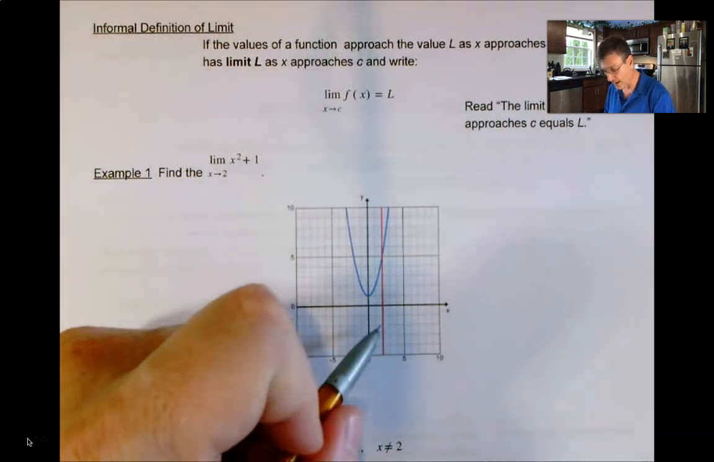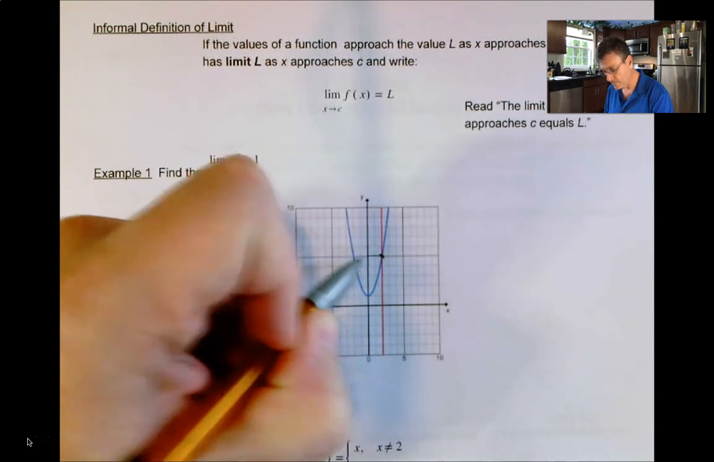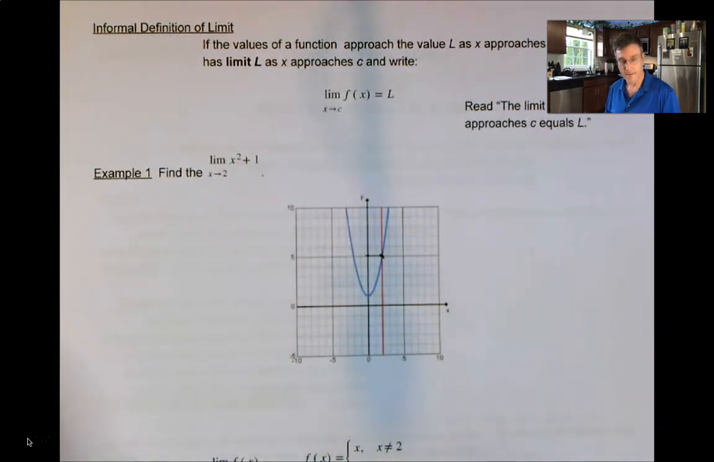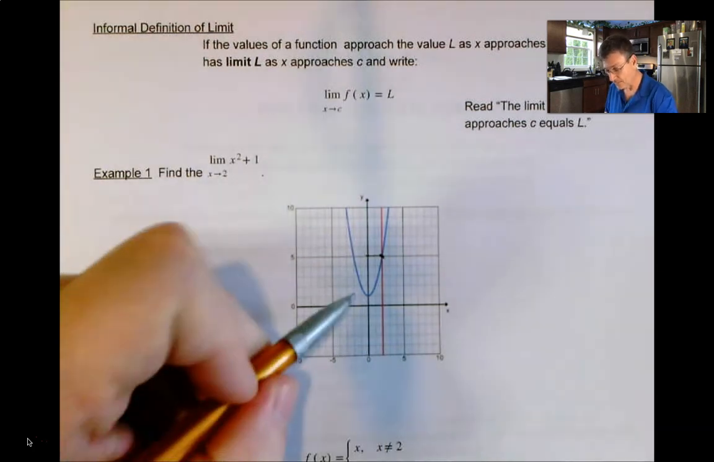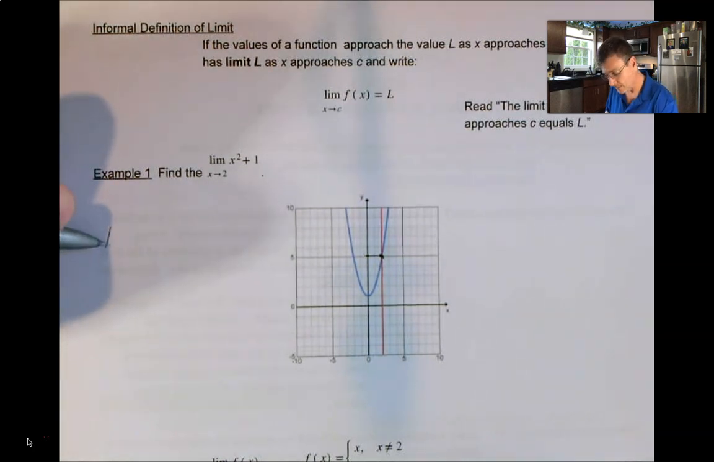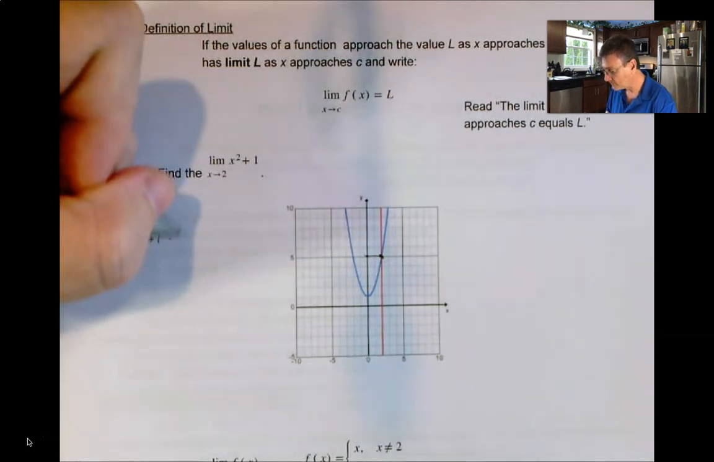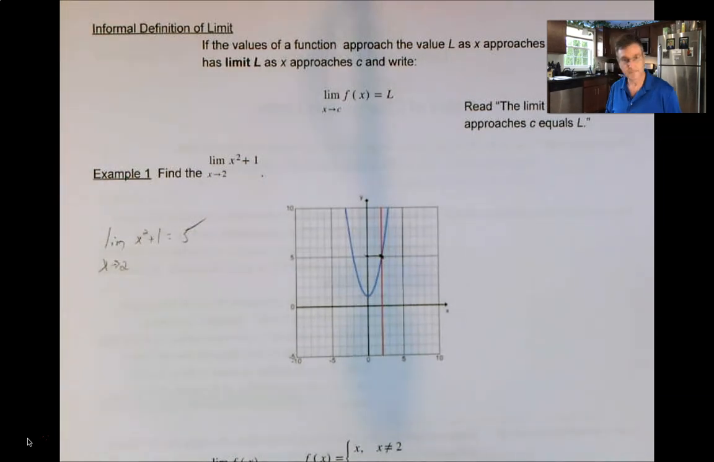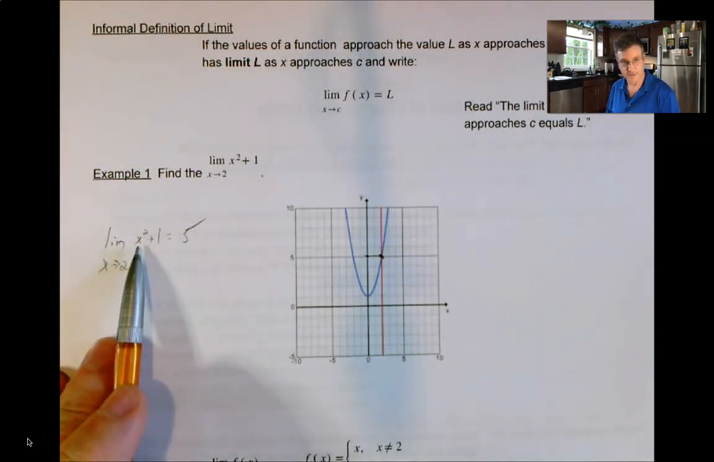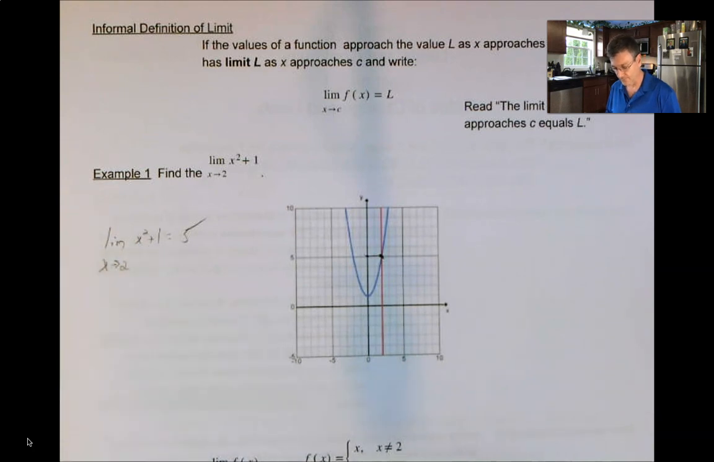Or you can look at the graph and say, well, at x equals 2, we're sitting up here at f of x equals 5. Because this is continuous, the function's value and the limit are the same. The limit as x approaches 2 of x squared plus 1 equals 5. And again, we can use direct substitution to put the 2 in here: 2 squared is 4, plus 1 is 5.